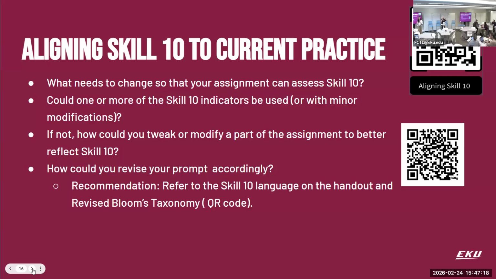And you're welcome to use the Skill 10 language and talk this through with your table. They know what your assessment is at this point. So ask for help if you need it. And we'll also walk around if you need.